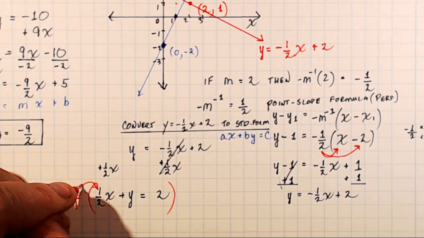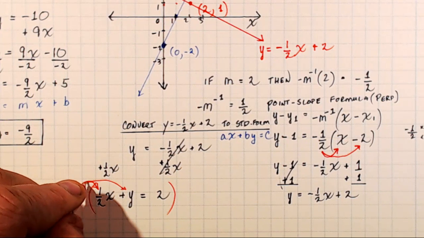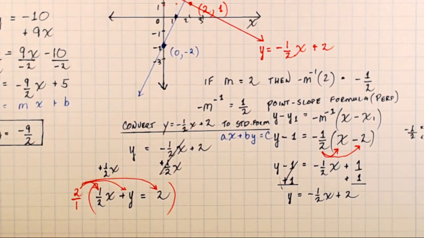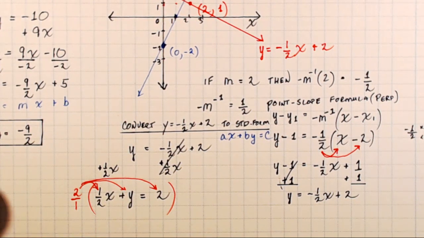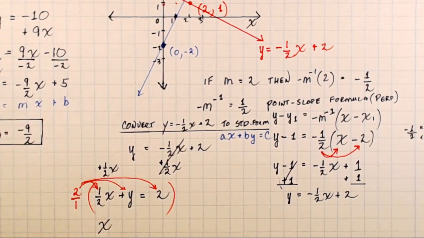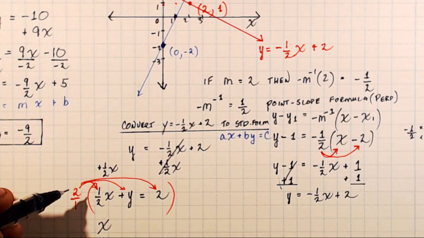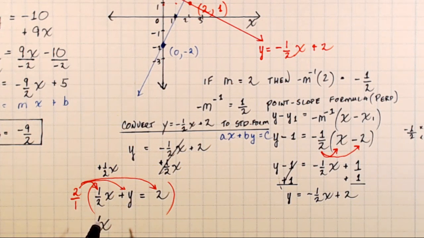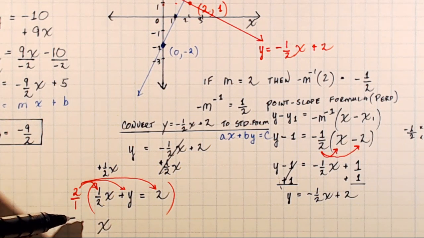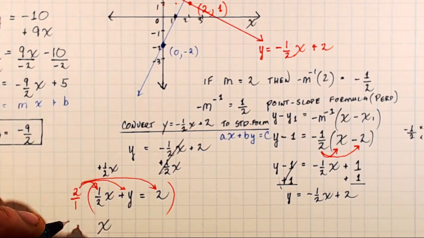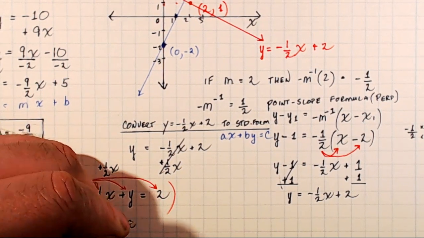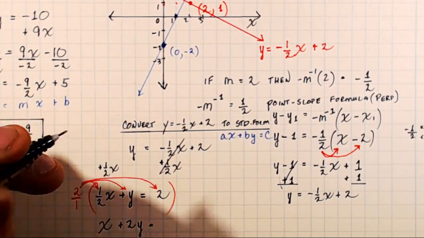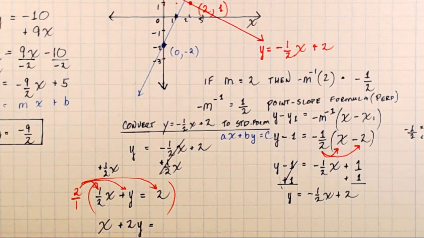We'll distribute that here, to the y and to the 2. If I write that out, I have 2 over 1 times 1 over 2, which is 2 over 2, which is just 1. So I'll write x. Then I have 2 over 1 times y. Remember there's a 1 hiding in front of the y. 2 over 1 times 1y. 2 over 1 times 1 is 2. So just plus 2y equals 2 over 1 times 2.